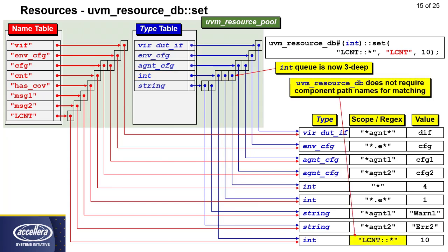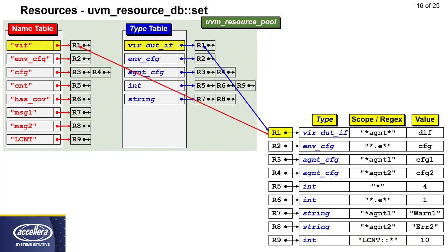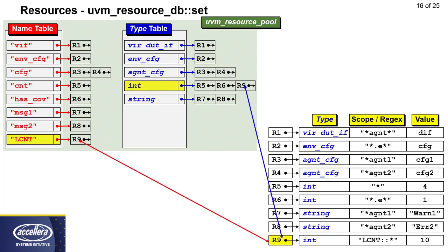But what makes this UVM resource DB set command interesting is that the scope regular expression is not required to match any existing component string path. This means that items, such as transactions and sequences, can now directly access values stored in the resource database. This is a powerful capability. In the example created over the past few slides, 9 resources have been created, and each resource handle has been pushed onto both a name table queue and a type table queue. Using the UVM resource DB, these resources can be retrieved by name or by type.